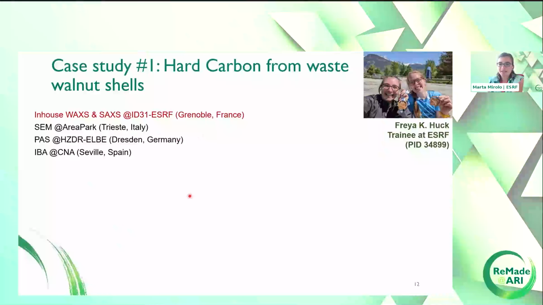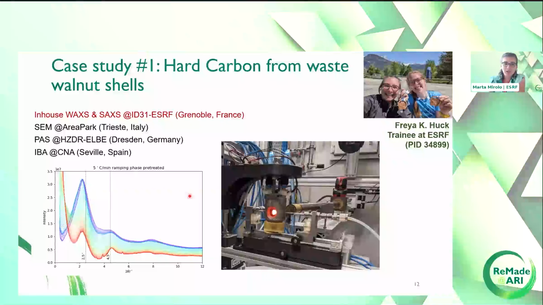We started by looking at how the structure evolved during the synthesis process. We have a nice furnace which can get to 900 degrees. We have the walnut shell powder in the capillary. We have the X-ray beam coming from this side, and then we can look at how the diffraction, in this case wide-angle X-ray scattering, evolves during the synthesis process.